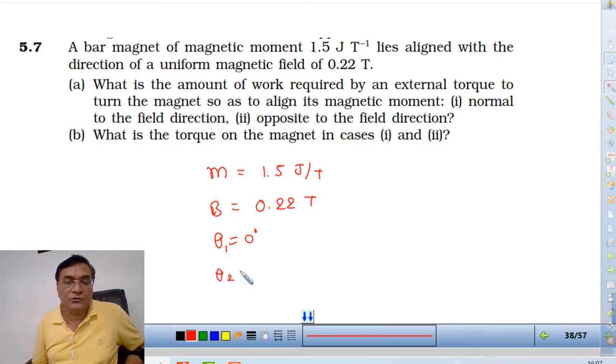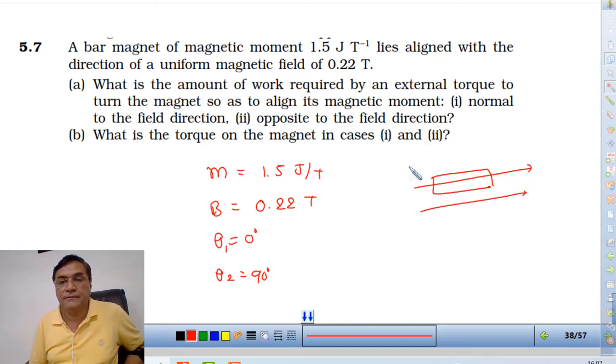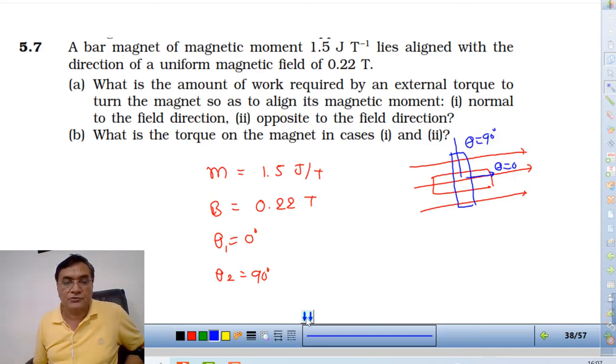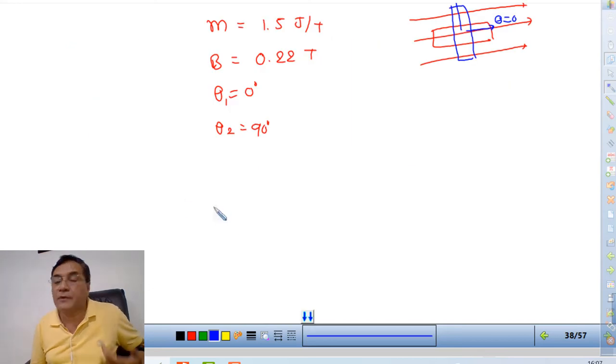So from theta 1, how much should I take theta 2? 90 degree. So this is your magnet and this is the direction of field. So I have to rotate by 90 degree. So initially it was theta 0 and now it is theta is equal to 90 degree. So find initial potential energy, find final potential energy, the difference of that is the work done.